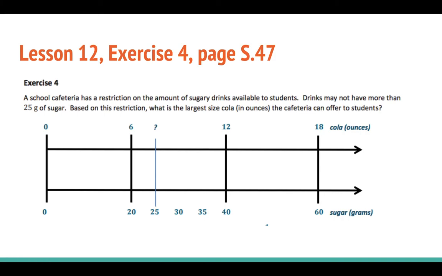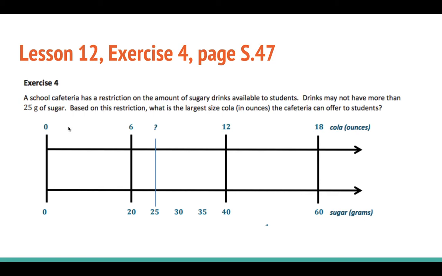Now we move on to exercise 4. Exercise 4 says a school cafeteria has a restriction on the amount of sugary drinks available to students. Drinks may not have more than 25 grams of sugar. Based on this restriction, what is the largest size cola in ounces the cafeteria can offer to students? I'm going to start you off with this problem, and my expectation is that you will finish this on your own. Again, in my double number line diagram, the top number line represents the ounces of cola, and the bottom number line represents the grams of sugar.